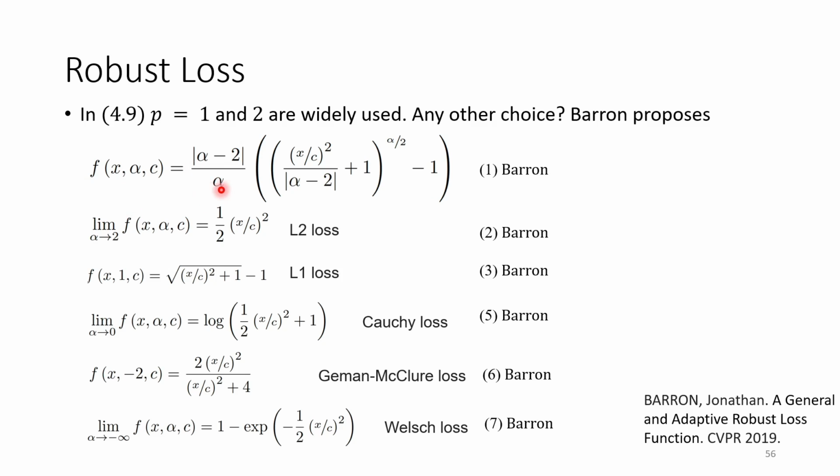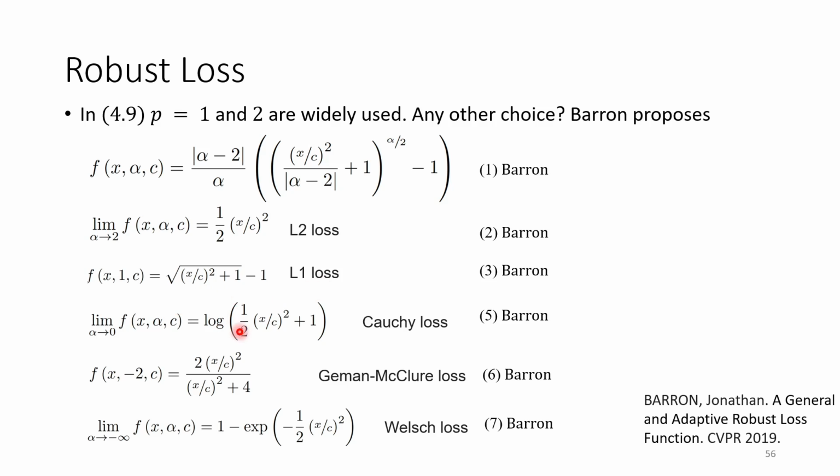It is written in this one. There are two parameters, alpha and c. If they write the loss function like this, then when alpha is 2, it becomes the L2 loss, the ridge loss or the weight decay. And if alpha is 1, then it is the L1 loss or the lasso loss.